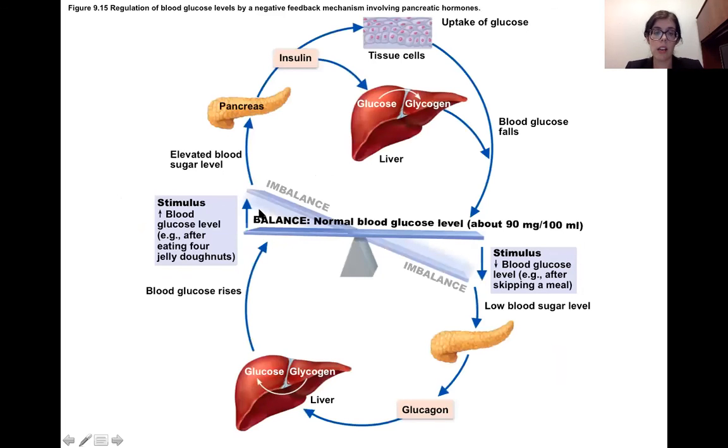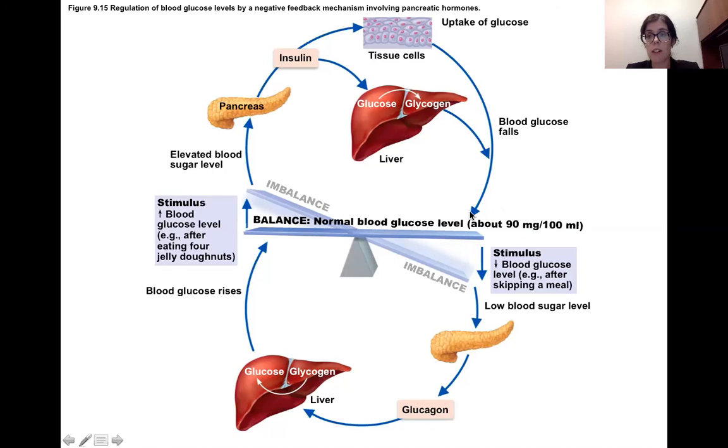So this is what it looks like. You eat a sugary meal, say you have some Cinnamon Toast Crunch. That rise in blood sugar will tell your pancreas to release insulin, which will tell the cells of your body to take up glucose. It also tells the liver to turn excess glucose into those long chains of glycogen, and it brings your blood glucose down, turning off the release of insulin.